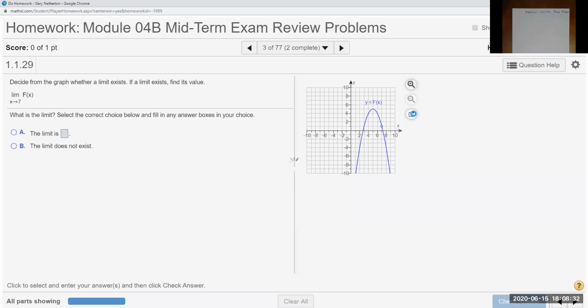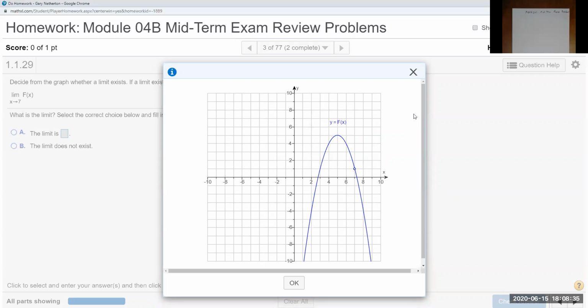So once again, let me try and make this graph large. Now we're looking as x approaches 7. So as I approach 7 from the left, here is where x is 7. You notice when x is 7, the graph does not exist. That empty circle means there's a break in the graph when x is 7. But when I'm looking at limits, I'm not looking at the exact value of x equals 7. Instead, I'm asking the question, what is the function approaching as x approaches 7?